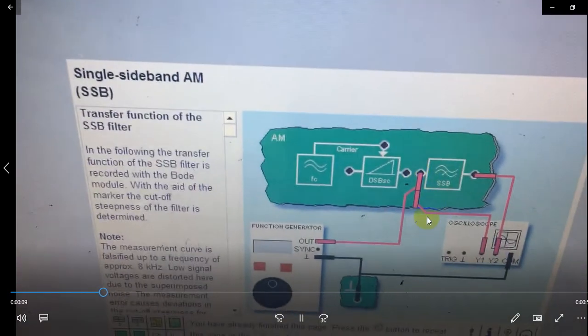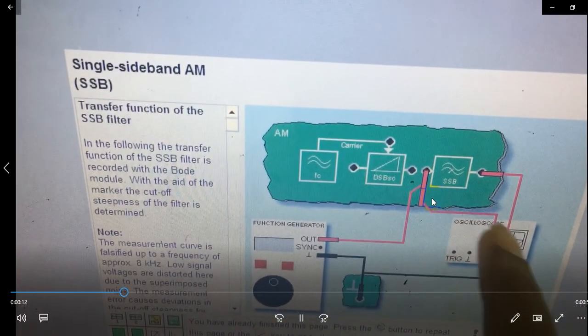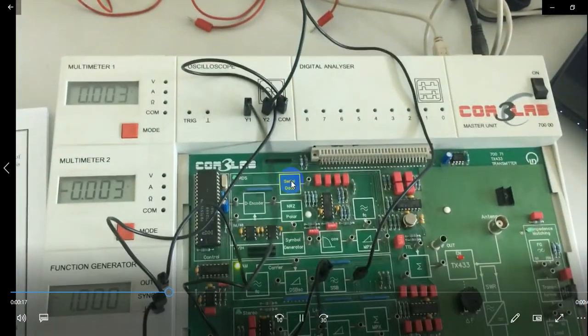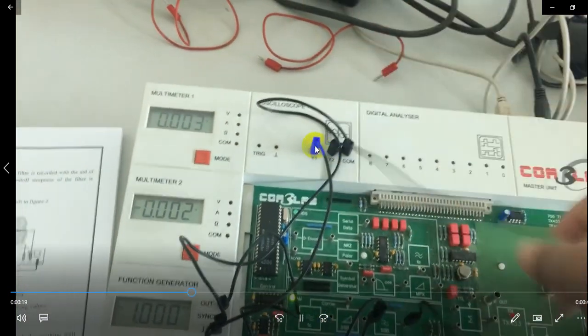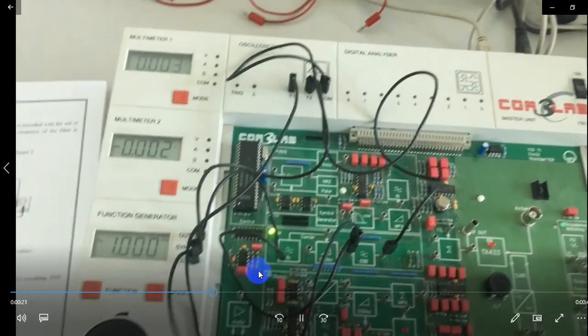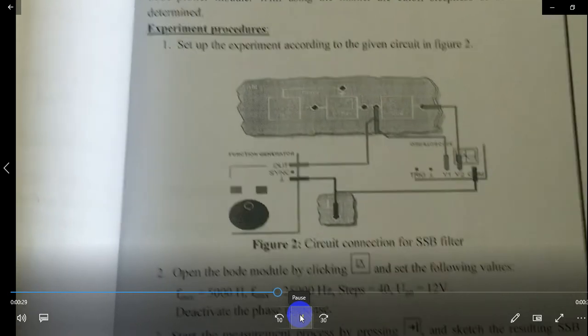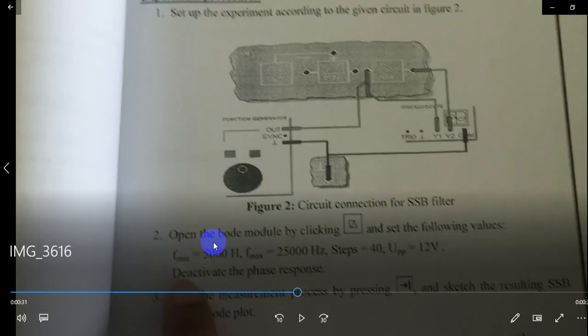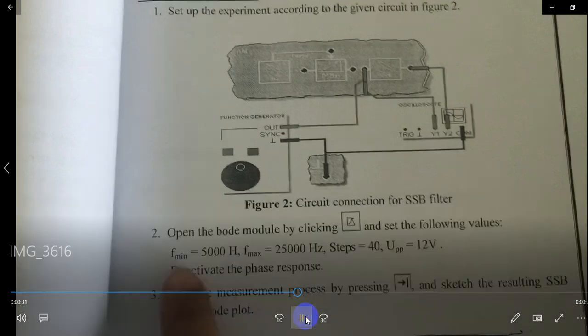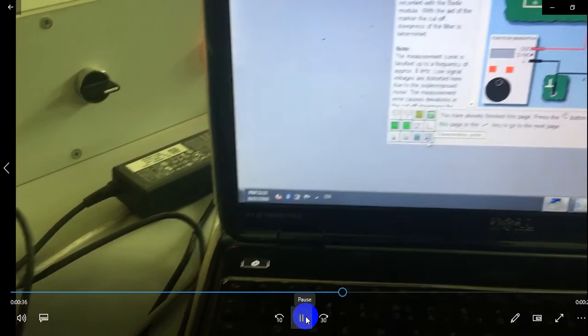From output to Y1, and from the single sideband to Y1, and output to Y2, and the output common is grounded. The board and the main board are grounded. So we are plotting the response. We are plotting the Bode plot to see the filter response here. We will set the minimum frequency and maximum frequency on the Bode plot at the plotter.